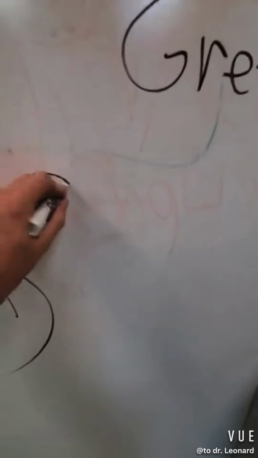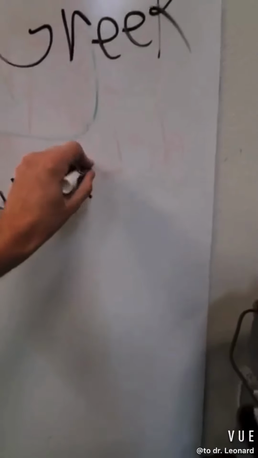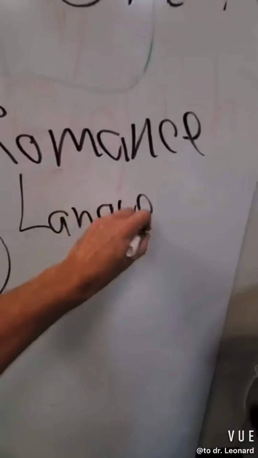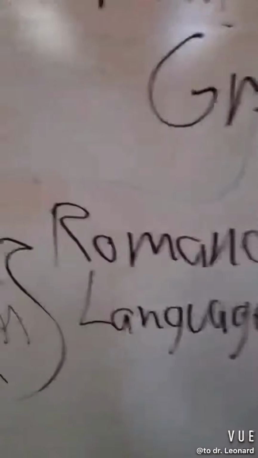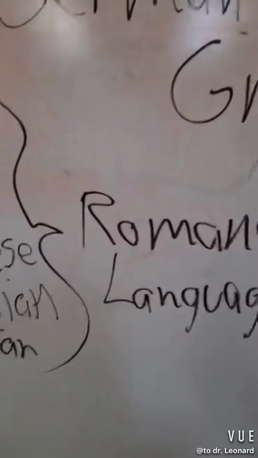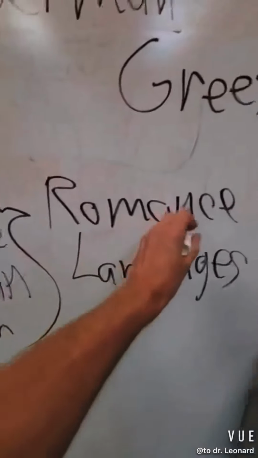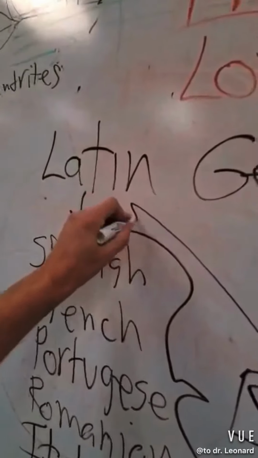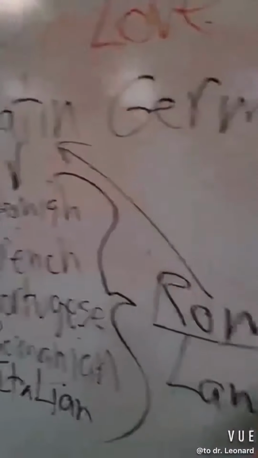Collectively, these languages are called the Romance languages. Now, why would they be called the Romance languages? Because the Romans, back in the day, spoke Latin. See the word Roman and the word Romance?